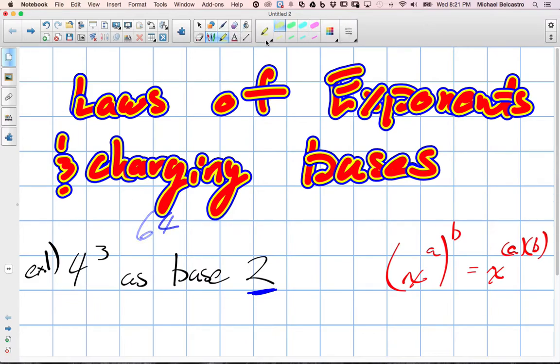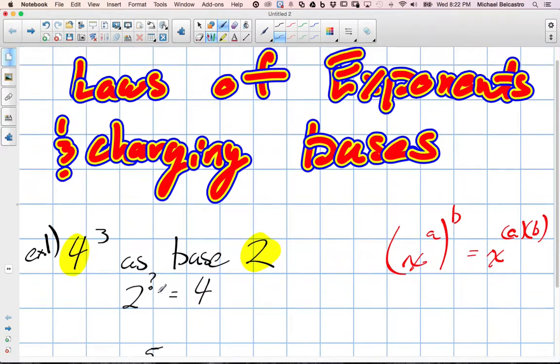Let's focus on the base in the question, the number 4, and the base they want, the base of 2. I'm going to think off the top of my head, 2 to the power of what gives me the base of 4? Do you know what 2 to the power of what could be that? 2, that's right. 2 to the power of 2 is equal to 4. So I'm going to replace 4 with 2 to the power of 2, and this 3 is going to be the power outside of that base.